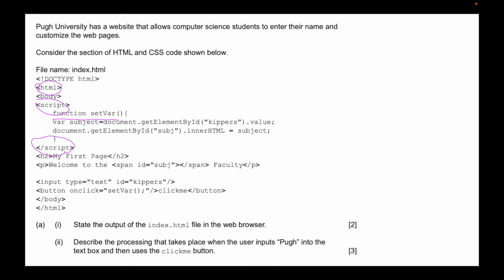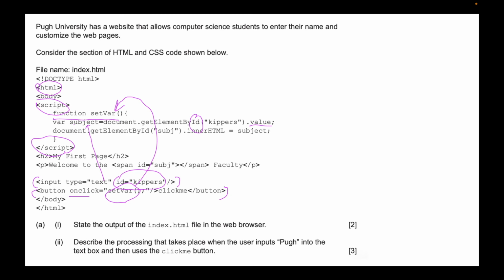And basically the way this is working is if we go down right here, we have an input form field and we have a button. And we have an on-click event. So when we click this button, we're going to execute the setVar function, which is right up here. Now, when we do that, we're going to go to the ID kippers. This is the ID kippers right here. We have ID equals kippers, okay? And we're going to get the value from there and then store it into the subject variable. So whatever the user's typed into this input field that's identified by the ID kippers, we're going to get the value, and then we're going to store that in a variable subject.